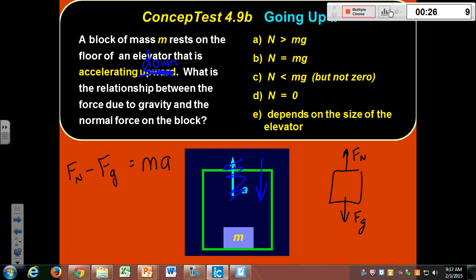That means that this acceleration, instead of being positive, is going to be what? Negative, because down is negative. So now I have a negative value on the right-hand side of this. So the normal force is bigger, equal, less, or 0 in comparison to the weight.